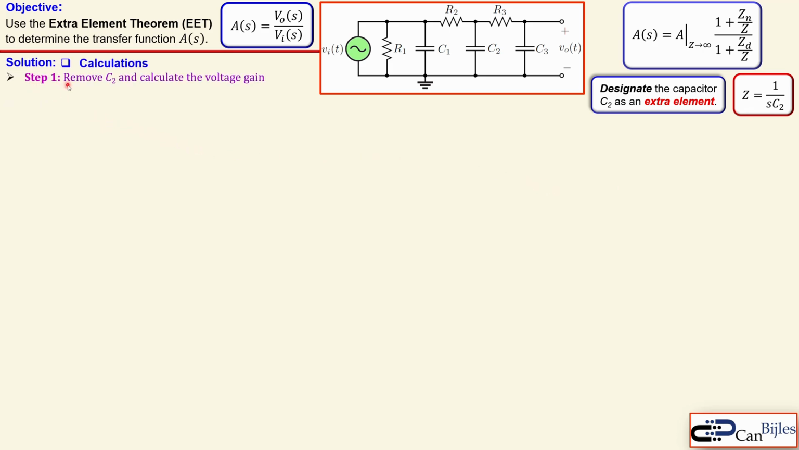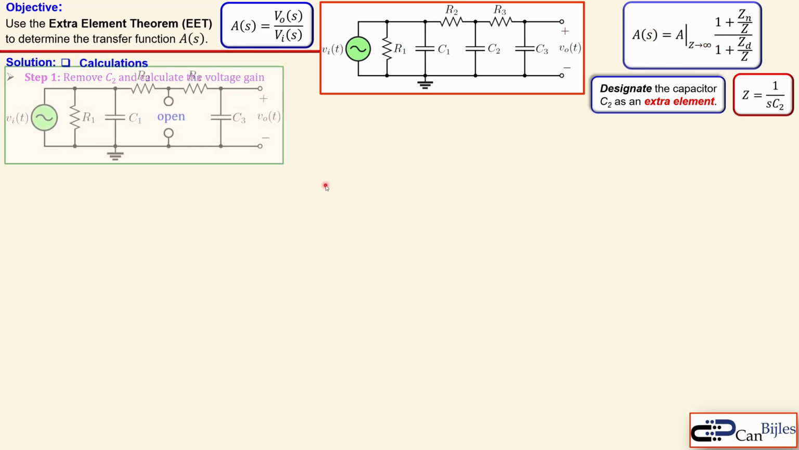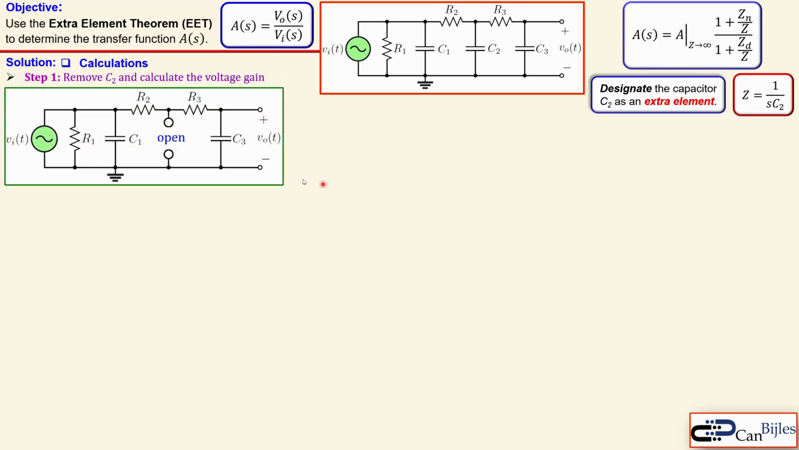First step is we remove the C2, which is our extra element we have chosen, and we will calculate the voltage gain, and that gain is actually this part of this expression. So we have our circuit back and the C2 is opened here. You see here again the rest of the parameters are in the circuit, so we will now calculate the voltage gain. In this case we see here the voltage Vi is parallel to the R1 and also C1, so that will not have an effect.